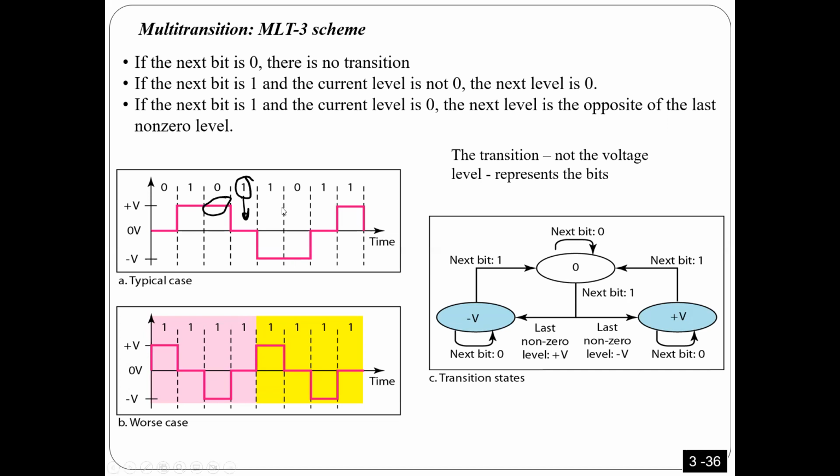Let's see, for example, this one as well. Again, very simple. Because the last one is not zero, positive or negative, I'm going to go to zero. That's why the transition was to zero here. But look at this one. Because the last one was zero, the transition here is going to be the opposite to the last non-zero, which is this one.